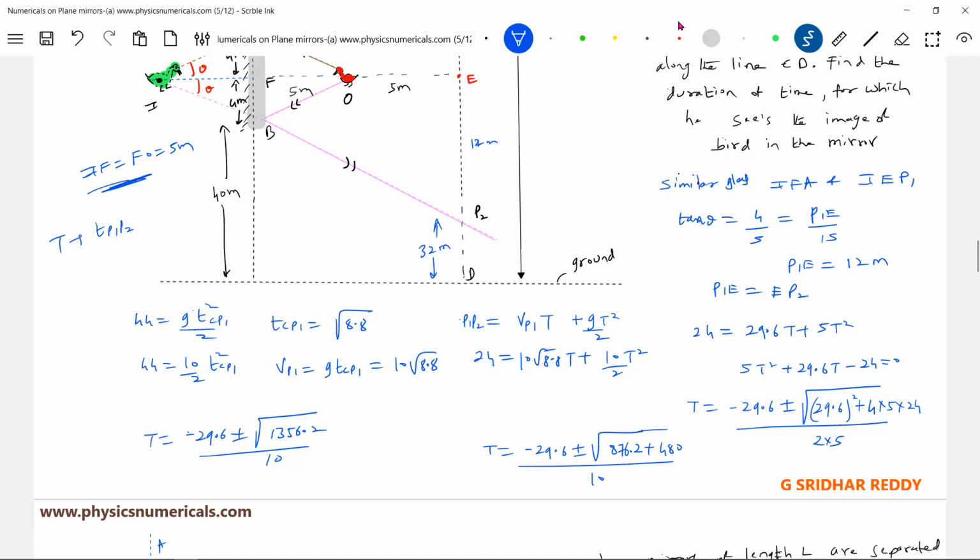Under root of it, 36.8. So negative value should not be taken, only the positive value. So 36.8 minus 29.6, 7.23. This is our answer. Okay, somehow I managed with the calculator. So for this interval of time, the person is going to see the image of the bird.